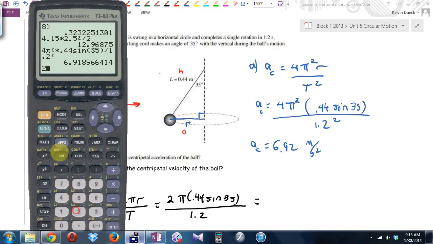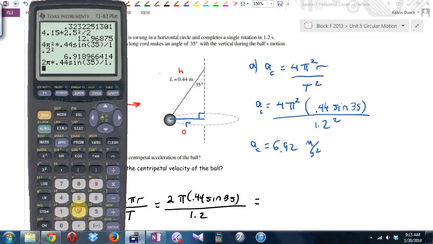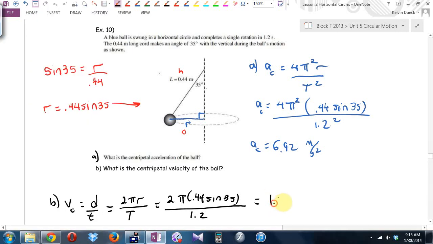This is going to be 2 pi times 0.44 sine 35 divided by 1.2. Bree, I got 1.32. Yeah. 1.32 meters per second.